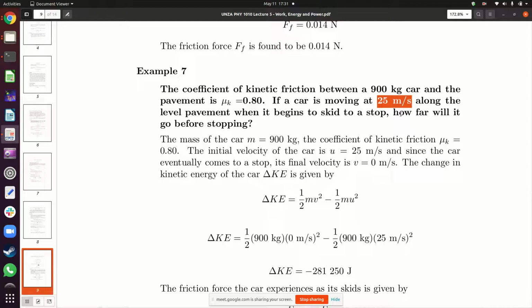So the initial velocity of the car is 25 meters per second, and the final velocity of the car when it has stopped is of course going to be 0. So using this initial velocity of 25 meters per second, the final velocity of 0 meters per second, and the mass of the car, we can work out the change in kinetic energy. The change in kinetic energy is equal to the final kinetic energy, half mv squared, minus half mu squared. The v in this case is the final velocity, which is 0 meters per second. The u is the initial velocity, which happens to be 25 meters per second.